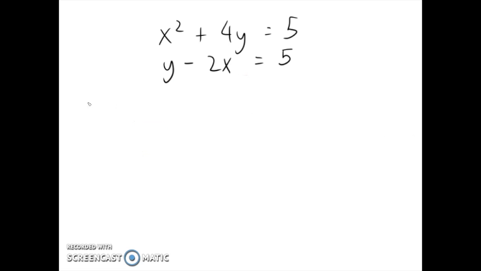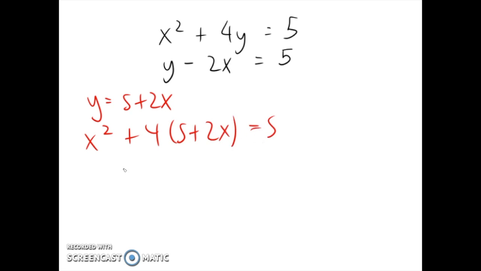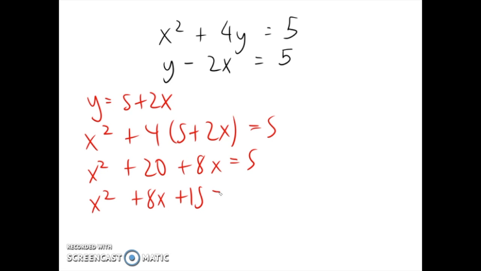So we can rearrange it to find y equals 5 plus 2x. And now that you have an expression for y, you can sub it into the first equation to get x squared plus 4 brackets 5 plus 2x brackets equals 5. And now all you have to do is multiply it out to get x squared plus 20 plus 8x equals 5. And now you just have a simple quadratic equation, and you can solve it by factorizing or plugging it into the quadratic formula to find x.